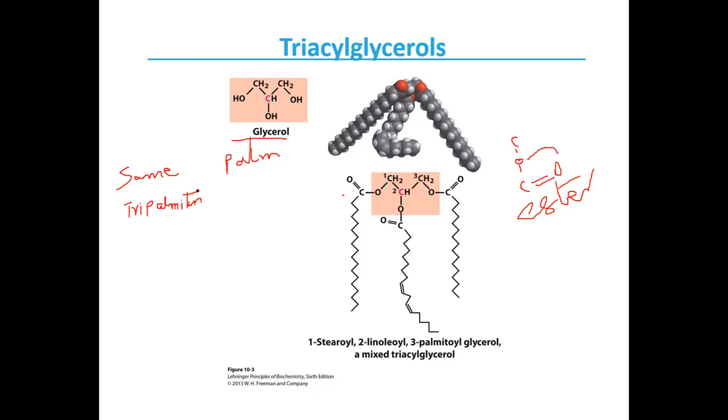These fatty acids can be different on the different positions. For example, on position number one, one group is attached, on position two, another group is attached, and on position three, another group is attached. Such triacylglycerols are known as the mixed triacylglycerols, and these are named according to the presence of the fatty acids on the glycerol, where these are present.